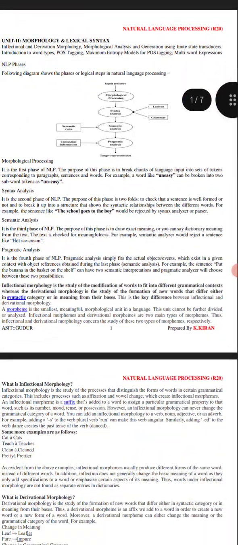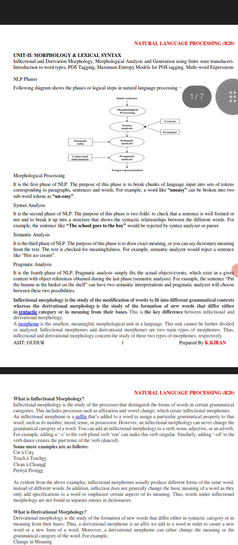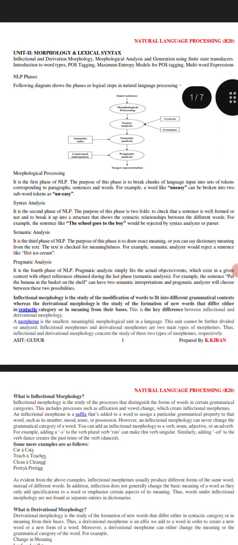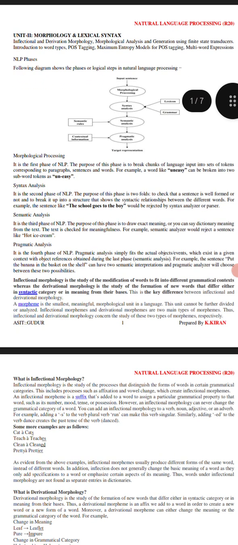Next, morphological processing. It is the first phase of NLP. The purpose of this phase is to break chunks of language input into sets of tokens corresponding to paragraphs, sentences, and words. For example, a word like uneasy can be broken into two sub-word tokens, un and easy.